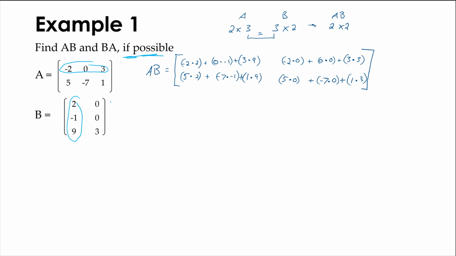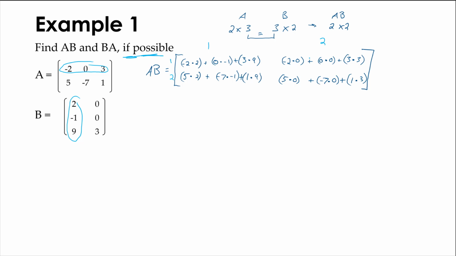It's going to be row 1, row 2, column 1, column 2. So here, first row, first column, I'm looking at the first row and the first column of A and B. Okay, find my product of my corresponding elements, and then I add those products up.